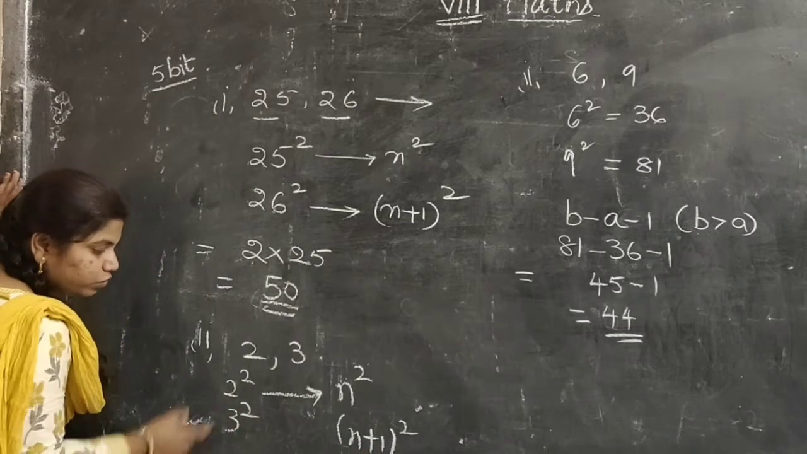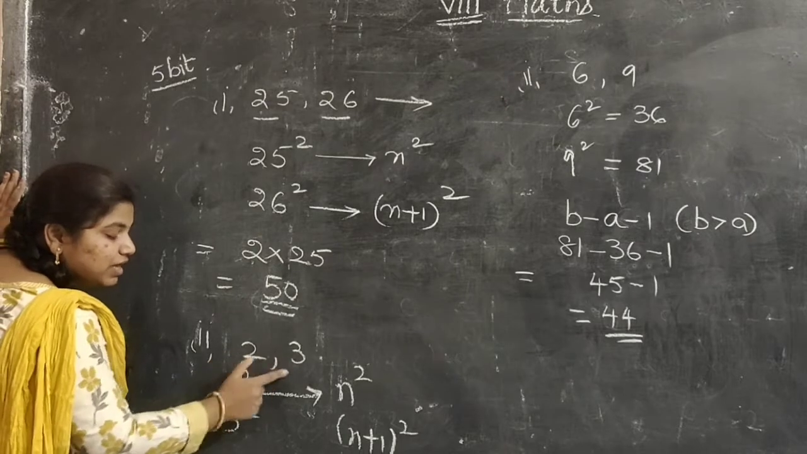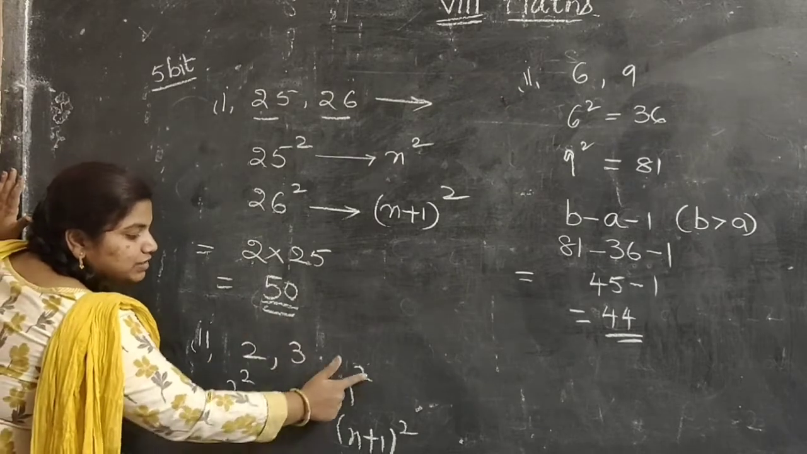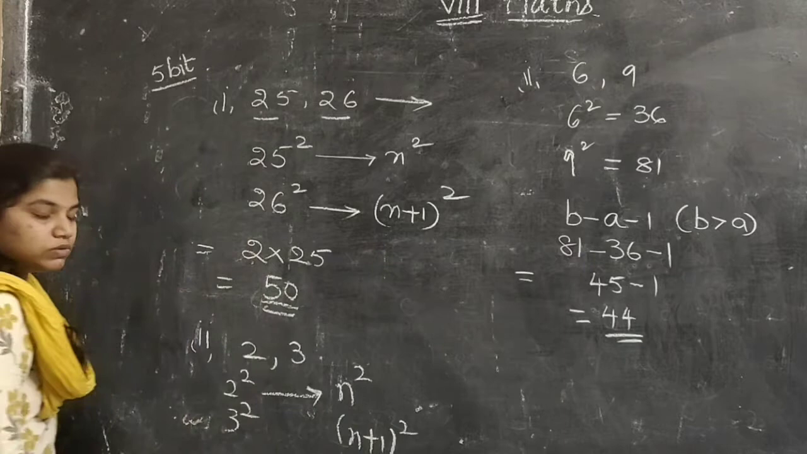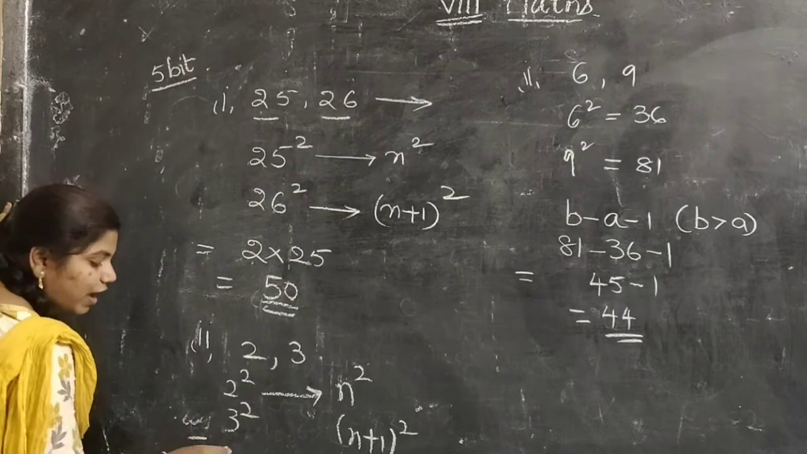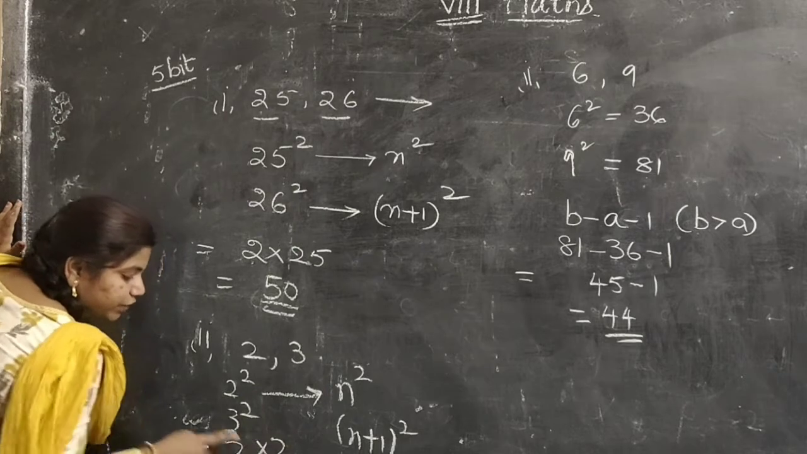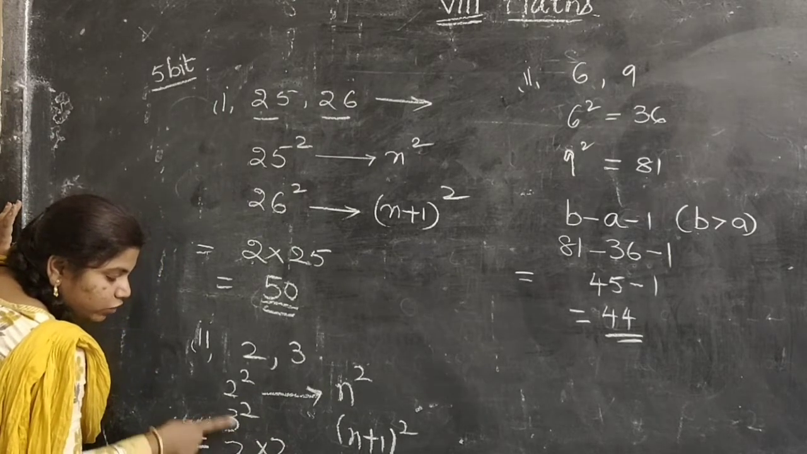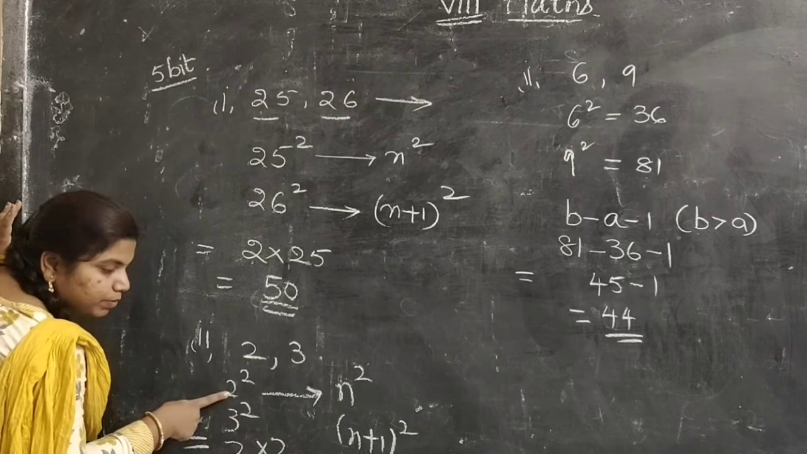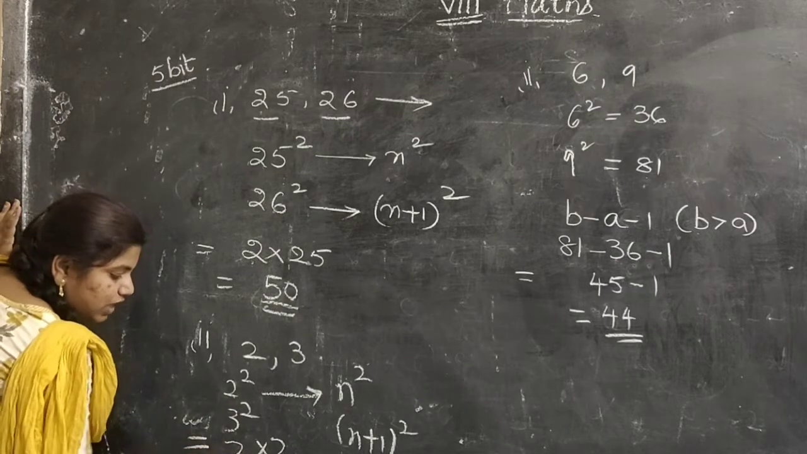So what do we have to do? These are consecutive numbers, and also they are in the form of n square and (n+1) whole square values. So what do we have to do? We have to multiply 2 for the given first number, that is for 2. What is the first number? 2 itself. So 2 2s are 4.